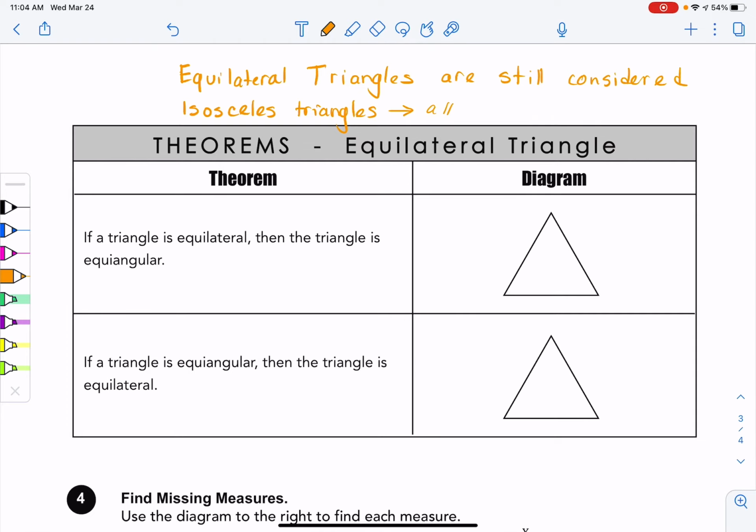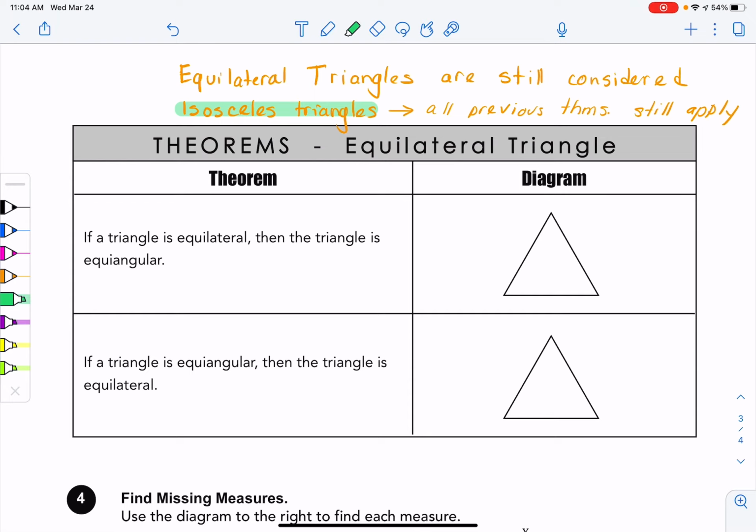So if equilateral are still considered isosceles triangles, then all previous theorems still apply. So you can think of this idea as a square is considered a rectangle. It's still part of the rectangle family, it just has its own specific name. So same thing with equilateral. Equilateral triangles are still isosceles. They just are a specific form.